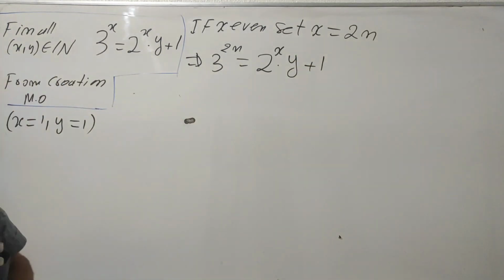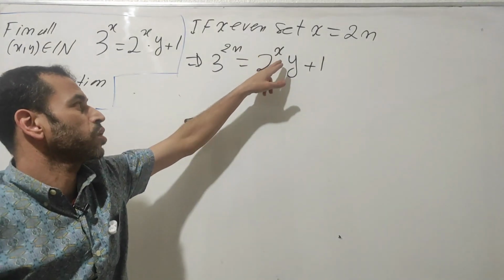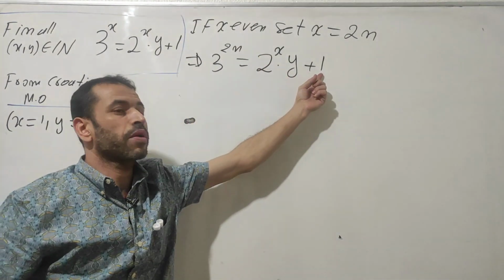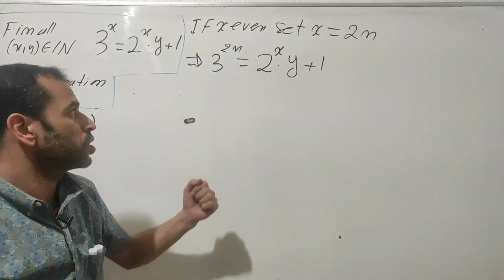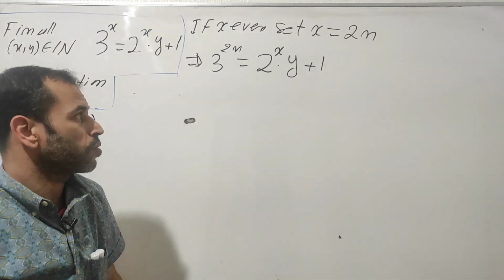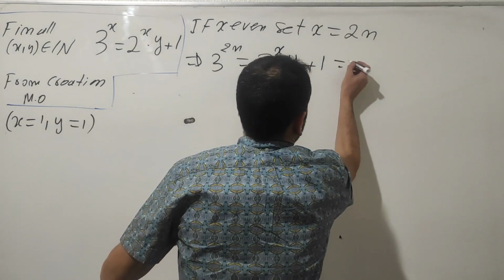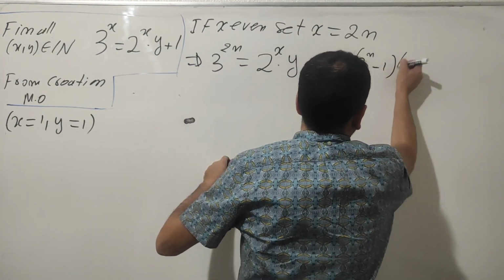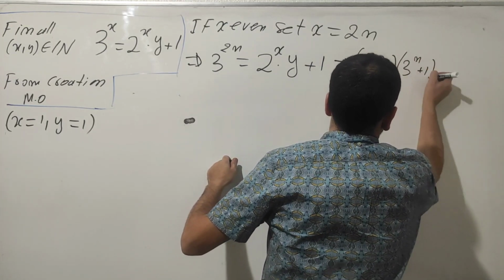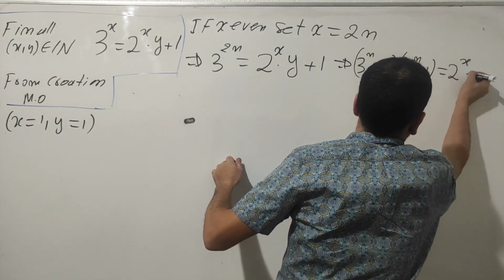Okay, because I don't need to replace x with anything here. Since I have number 1, I'm going to move it over to the left and make a difference of two squares, then factor it in the form of a product. So I will have the following: 3 to the n minus 1 times 3 to the n plus number 1, which equals 2 to the x multiplied by y.